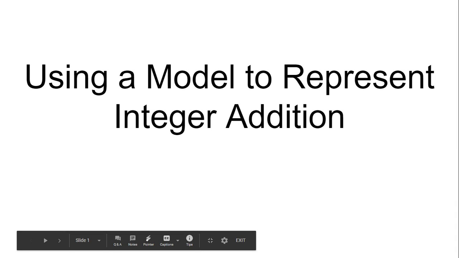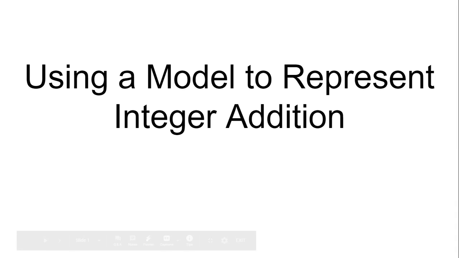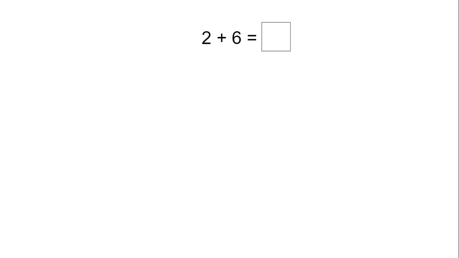So in this video, I want to go over how to use a model to represent integer addition. So let's start with something that you are familiar with. We know how to add something like 2 plus 6. You have two positives, so I can represent that with 2 plus signs for positive. And then I'm adding 6 more positives. So I have 6 more positives here. When I look at those all together, I have 8 positives. So 2 plus 6 is equal to 8.